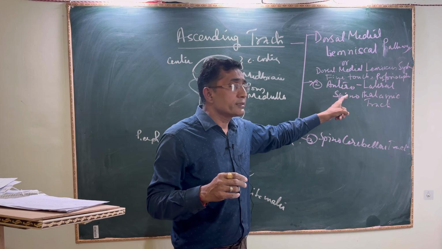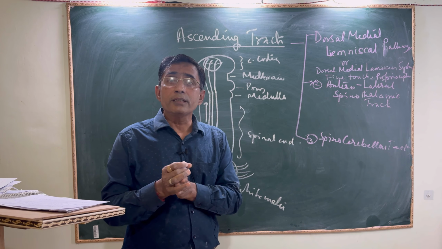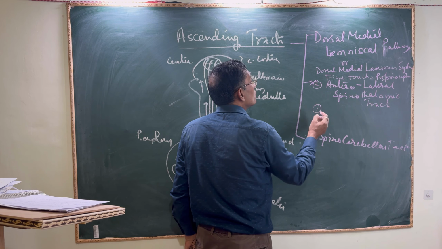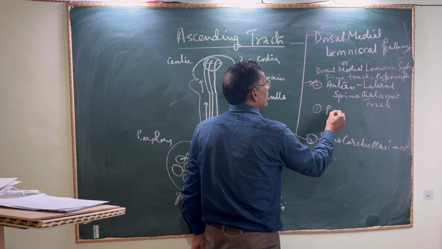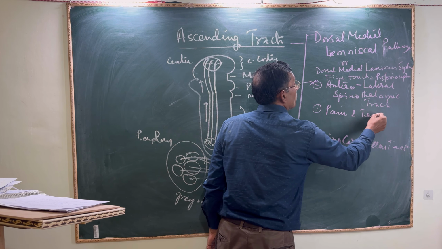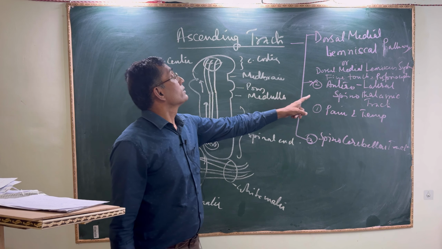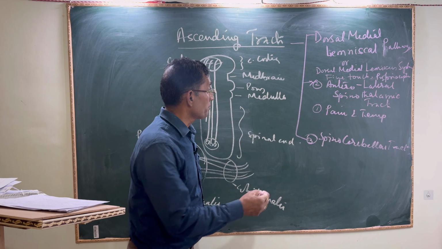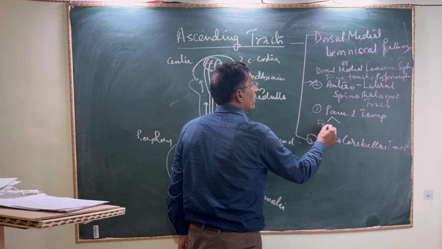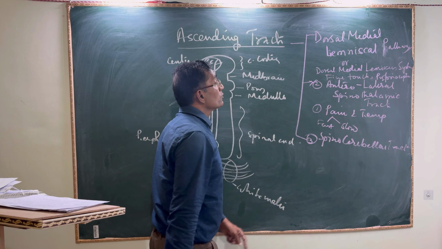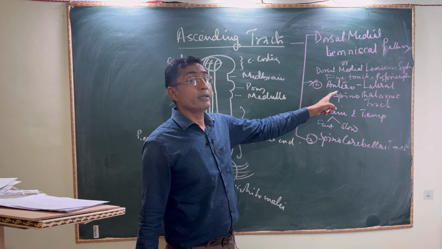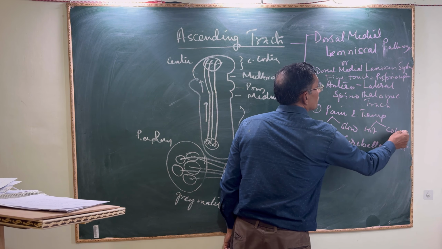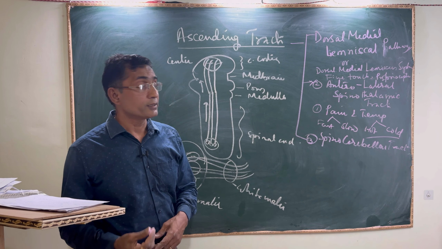So here this anterolateral spinothalamic tract is a primitive tract, and this tract is responsible to carry the sensation of pain and temperature. Please listen carefully. Pain means there are two types of pain: one is fast pain and another is slow pain. Both fast and slow pain are carried by the anterolateral spinothalamic tract, and the temperature, it is hot and another is cold. There are receptors for hot and receptors for cold.